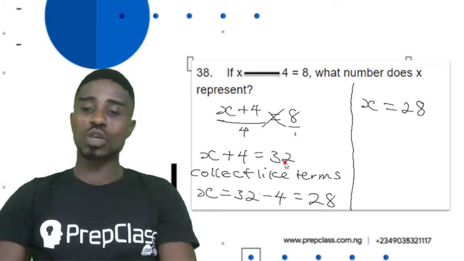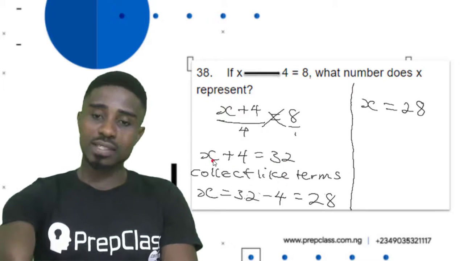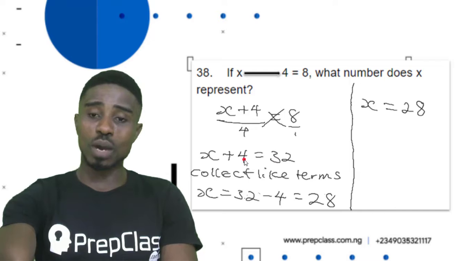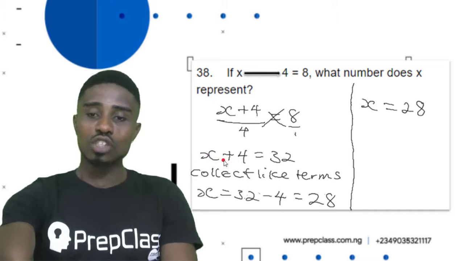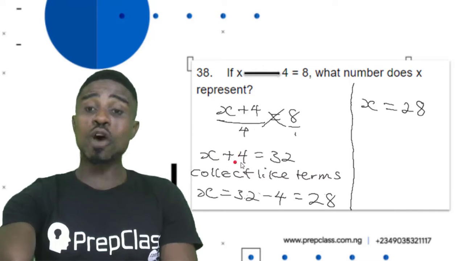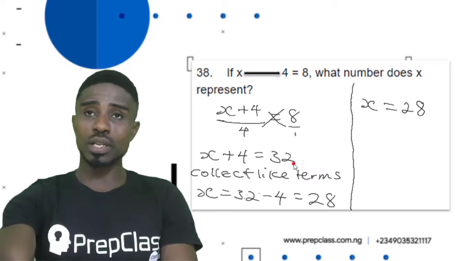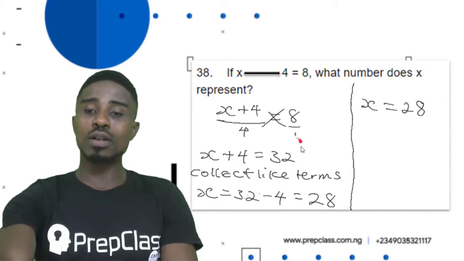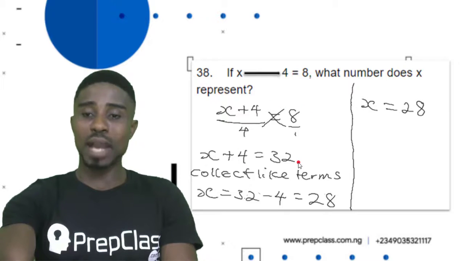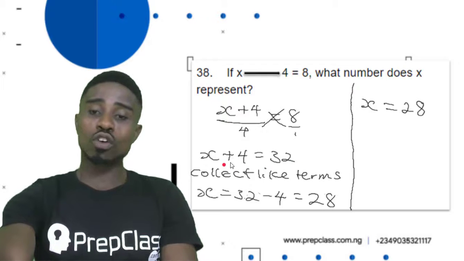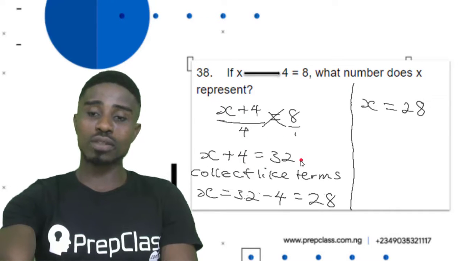So what do we do next? We collect like terms. X is a variable, 4 is a real number. We can't add them together. So we need to collect like terms. So 4 and 32 should be on the same side. So how do we make 4 come to 32? We collect like terms, and plus 4 will cross over here to become minus 4. So when the plus sign crosses the equality sign, it becomes minus.